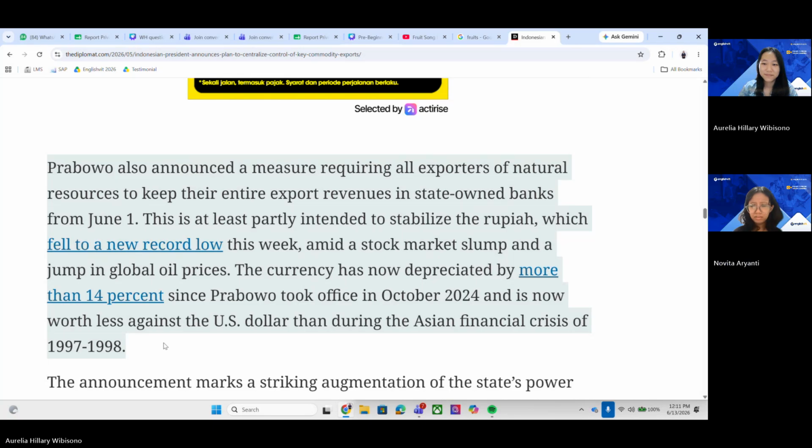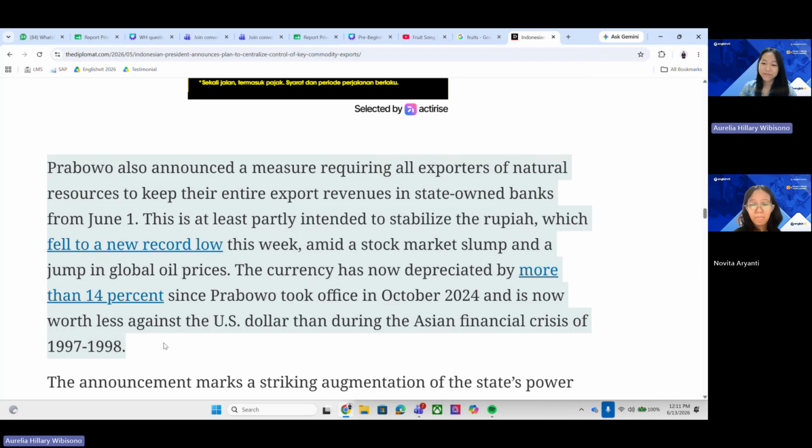Depreciated. This one is different from deprecated, right? Different. So wait, deprecated is like it's not being used again, but depreciated is like getting lower. Is that correct? Yep. Okay.